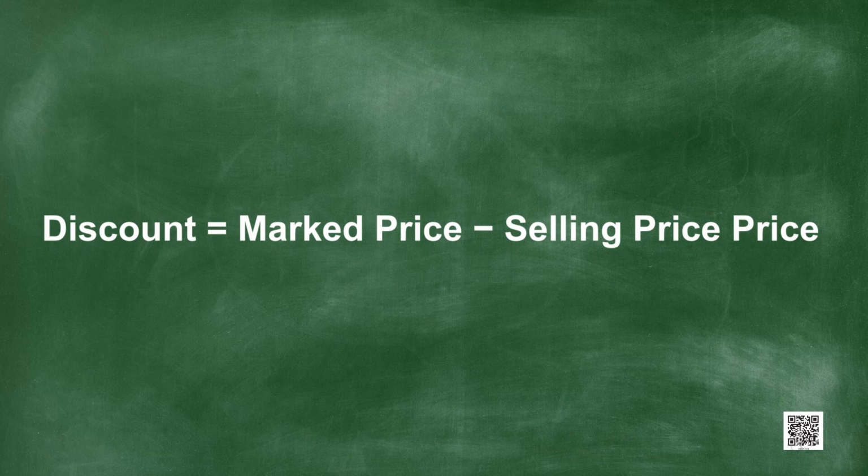Firstly, the items are marked with certain price. We call that as market price or list price. On this market price, certain amount of discount is offered. Most of the times, the discount is given in terms of percentage. After calculating the discount amount, it will be subtracted from the market price, and the obtained price we call as selling price. So, we find the discount by subtracting the selling price from the market price. Discount is equal to market price minus selling price.